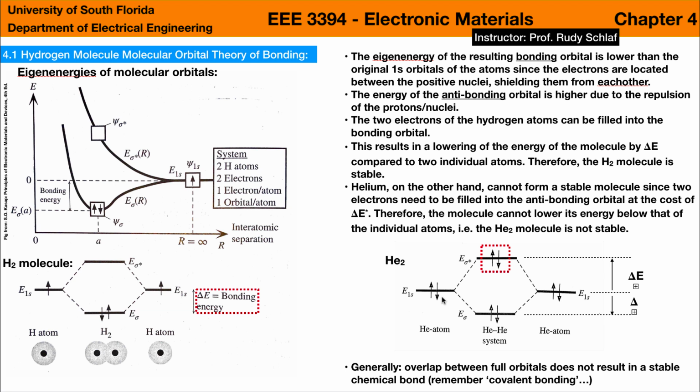And that means that in nature one doesn't find helium-2 molecules, but only helium atoms. It's interesting to note that this here nicely confirms what you learned in chapter 1, where we saw that covalent bonding only occurs between partially filled atomic orbitals.